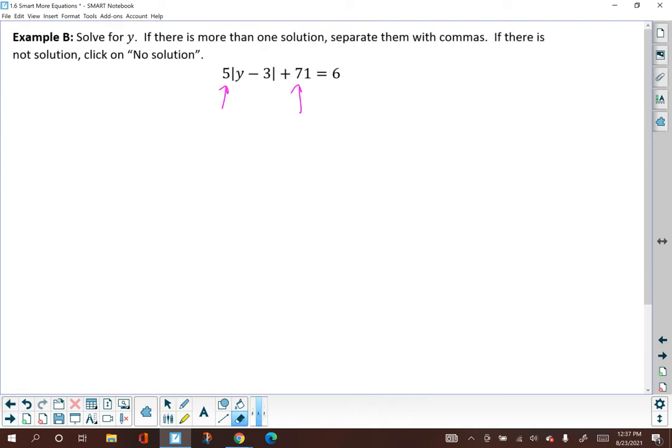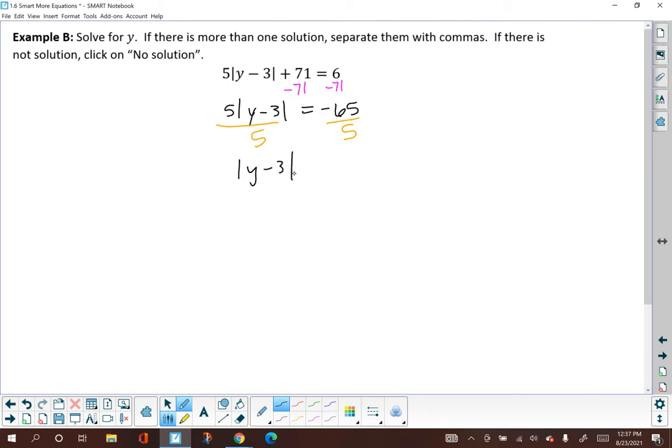Here's an example where we're going to have a little different situation. We still want to take care of the extra stuff first and get that absolute value by itself. I'm going to start by subtracting 71 from both sides of my equation. This would give us negative 65. I should check that because I'll have it wrong if I don't check it. Okay, it's right. All right, and then divide both sides of your equation by 5. We're still just working on getting that absolute value alone. And 65 divided by 5 is 13, so we have a negative 13.